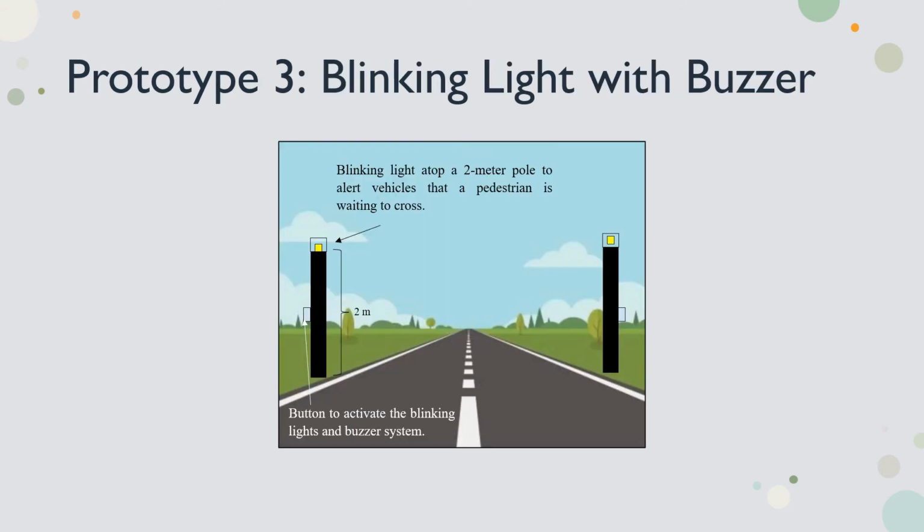Our last design idea was a blinking light with a buzzer that was button activated. The concept behind this was a pedestrian would come to a crosswalk over a street or bike path and hit a button that would activate a light attached to the pole. The light would blink and have a buzzer sound associated with every blink to alert anyone in or on a vehicle that a pedestrian was waiting to cross, allowing plenty of time for safe crossing.